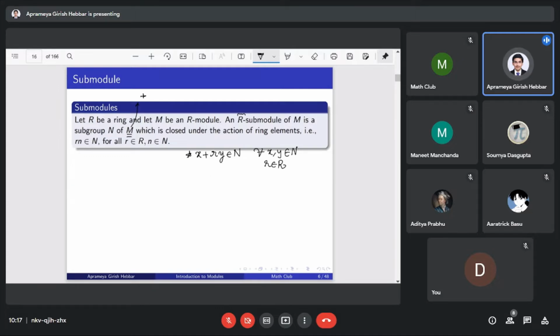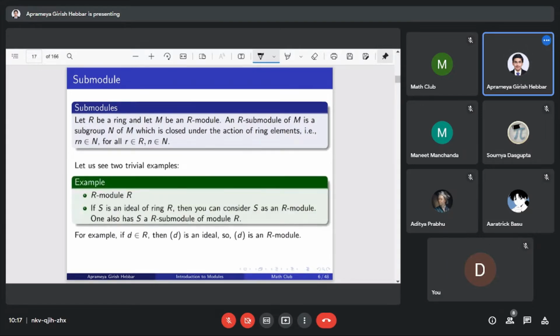So basically it is a subset of M, and you can make a module out of it. That's what this is intuitively saying. So at this point, let's see two trivial examples. The first one is R as a module over R. So basically you take M equal to R.